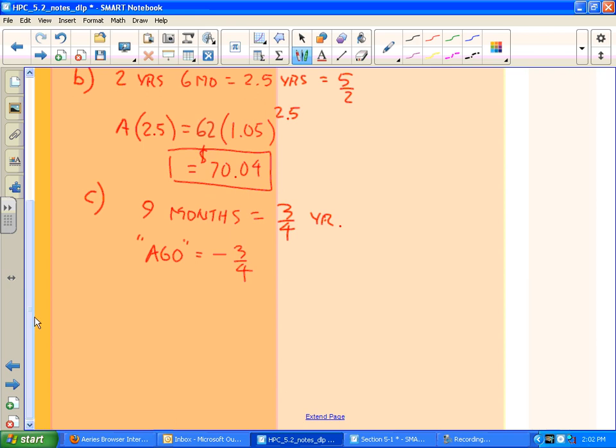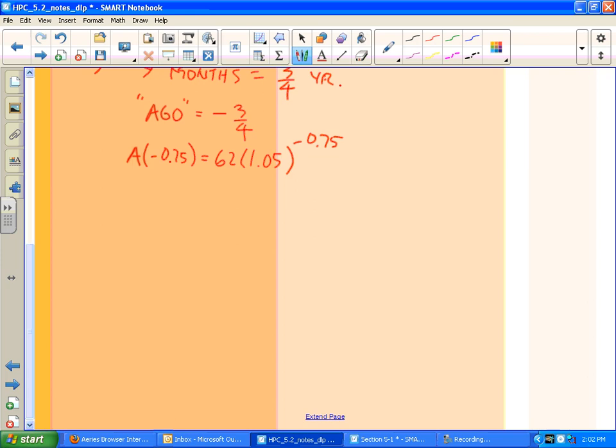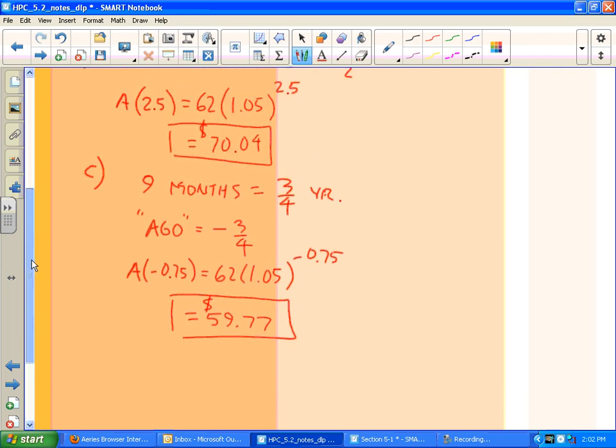So I have the same equation, but now it's A of negative 0.75 is equal to 62 times 1.05 to the negative 0.75 power. How much were the shoes 9 months ago? $59.77. Not a huge change, but it is a difference.